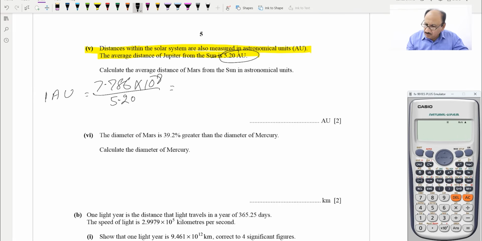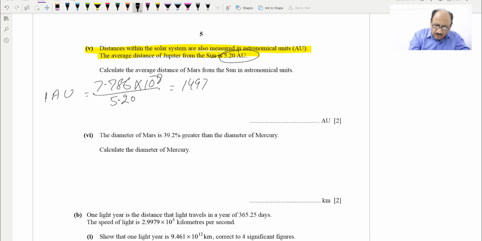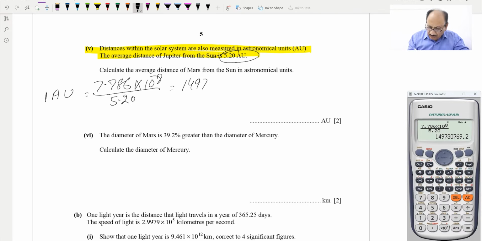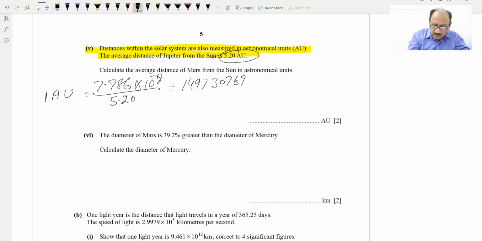So 1 astronomical unit will be equal to how much? This one we can calculate. This will be 7.786 into 10 raised to the power 8 divided by 5.20, and 1 astronomical unit will be equal to 149730769 kilometers.